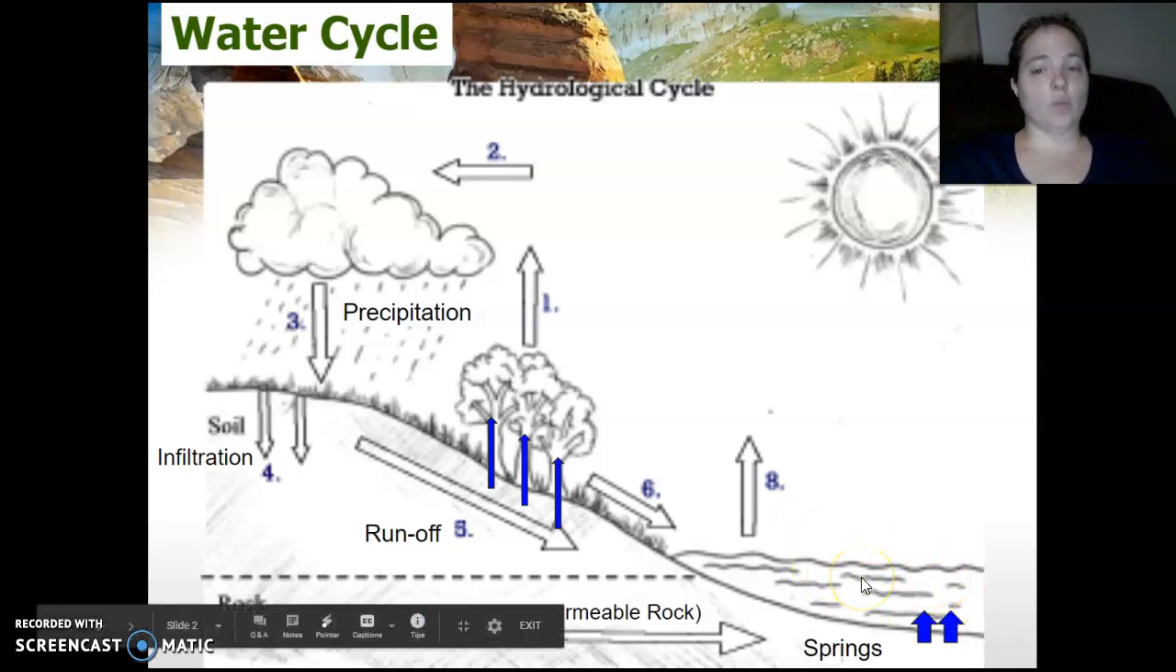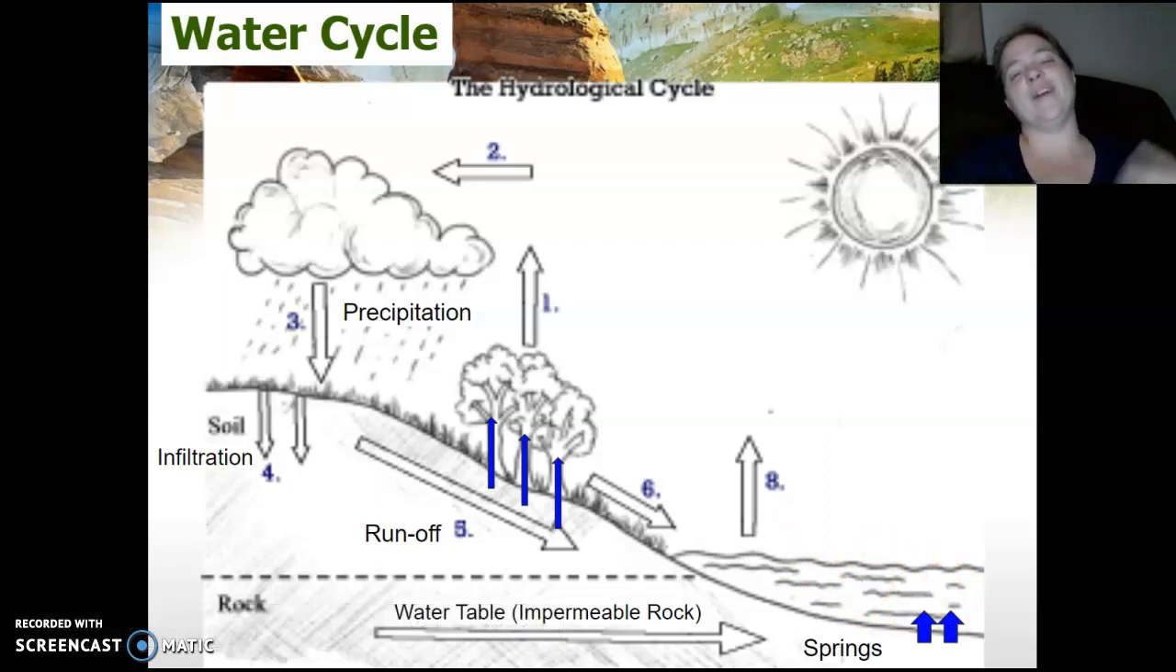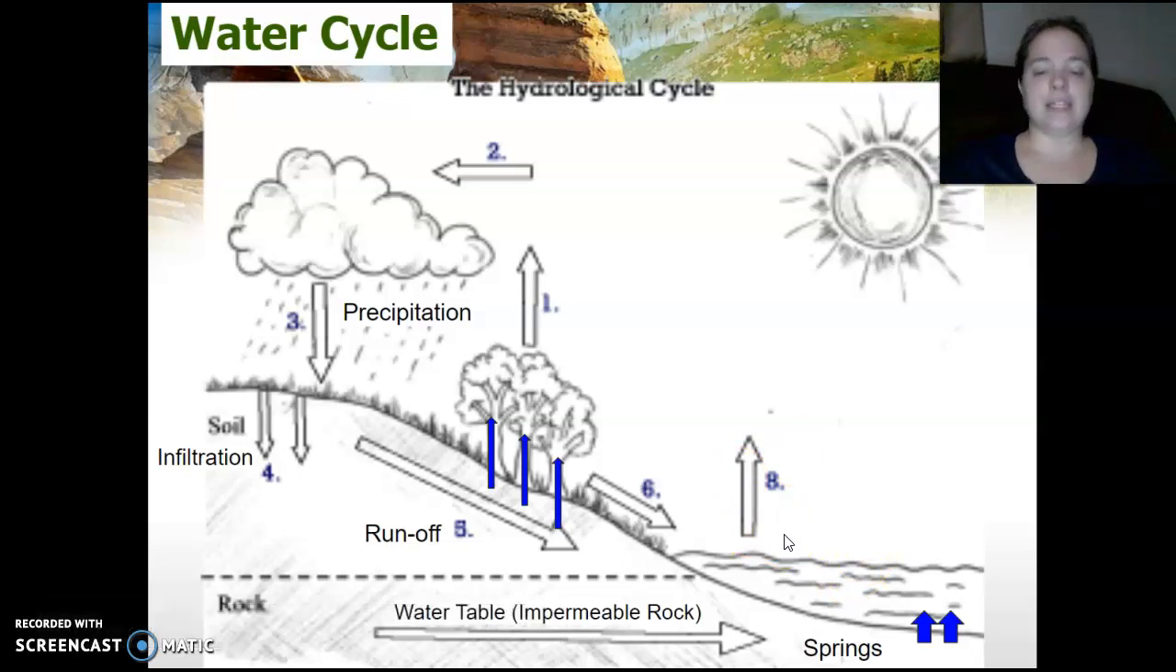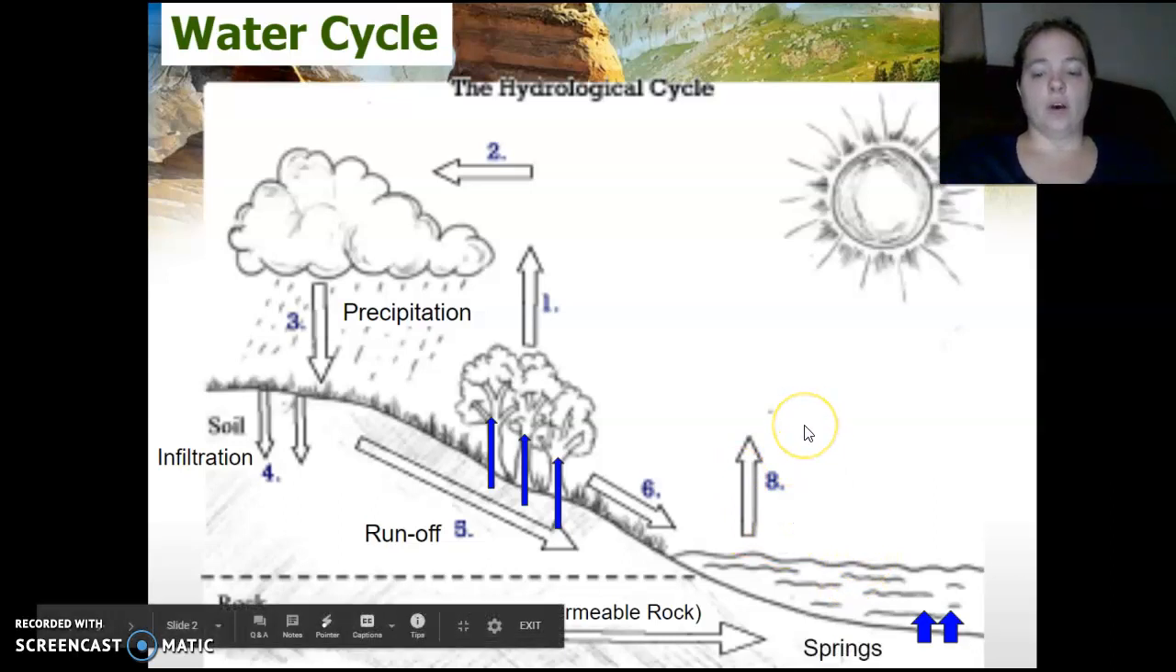And once it gets into the bodies of water, you have that huge, beautiful sun, which would be nice right about now, and all that heat hits it. What does heat do to water? When you heat up water, it tends to evaporate. So you have evaporation going on.